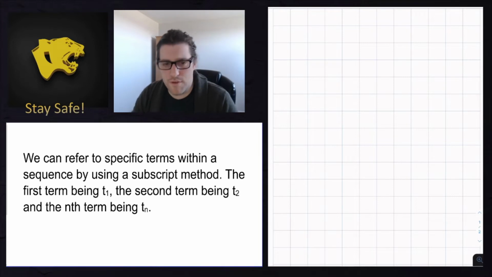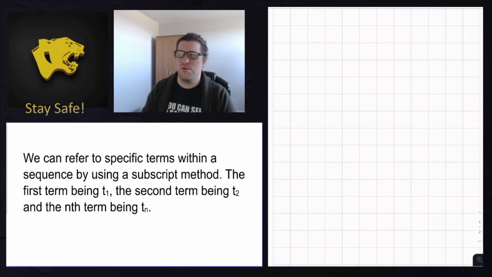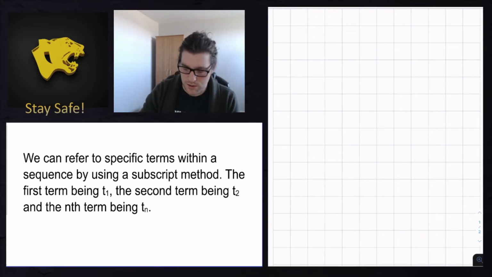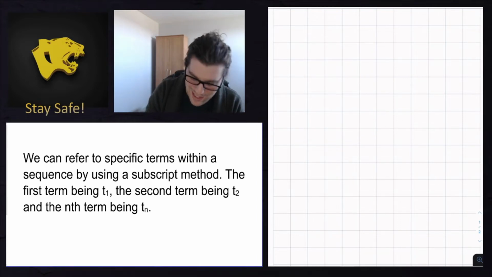And so we can refer to a specific term within a sequence by using a subscript method. You've probably done something like that. If you've taken any physics, you definitely used it before. Chemistry uses some subscript methods too. They've shown up for us as well a little bit. But basically the idea is you are going to write things down just using a labeling method.